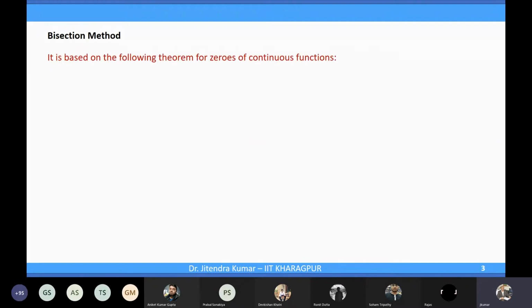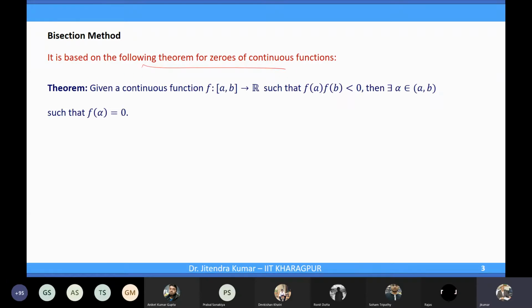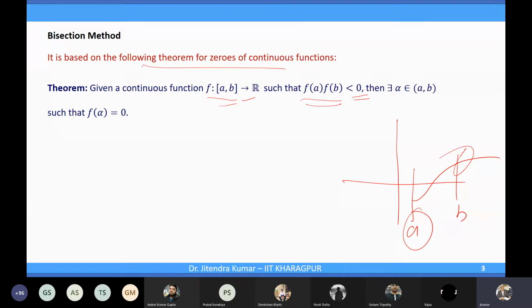The bisection method is very easy, as the name suggests: bisect, intersect into two portions. It is based on the following theorem of zeros of a continuous function, which you are familiar with. Given a continuous function f from [a, b] to R such that f(a) times f(b) is less than 0, so it takes a positive and a negative value at a and b, therefore this product is less than 0, then there is definitely a root, alpha.